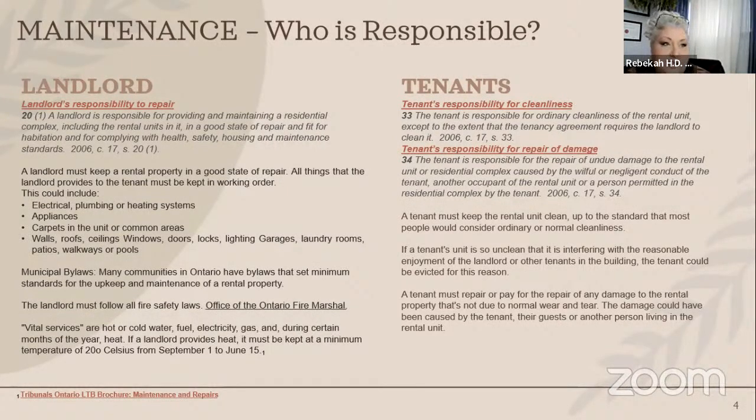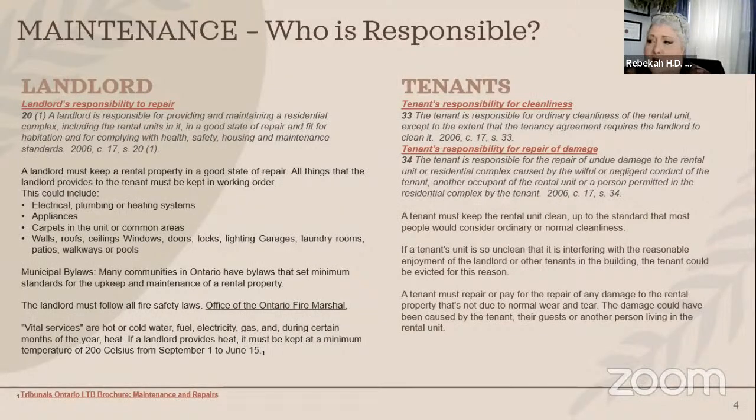A tenant must keep the rental unit clean, up to a reasonable standard that most people would consider ordinary, normal cleanliness. If a tenant's unit is so unclean that it's interfering with the reasonable enjoyment of the landlord or other tenants, the tenant could be evicted. Now, you also must repair or pay for the damage to the rental property that's not due to what we call normal wear and tear.